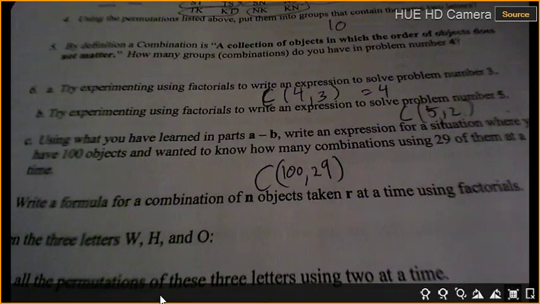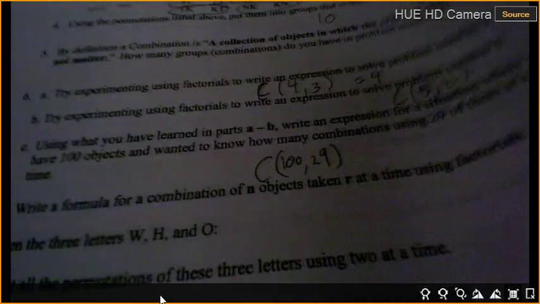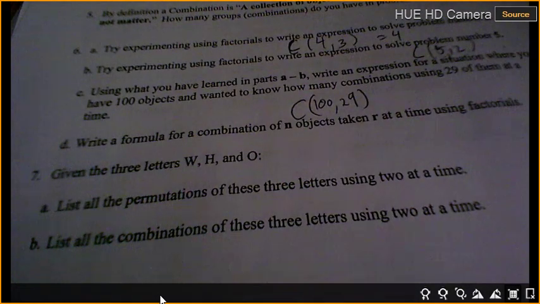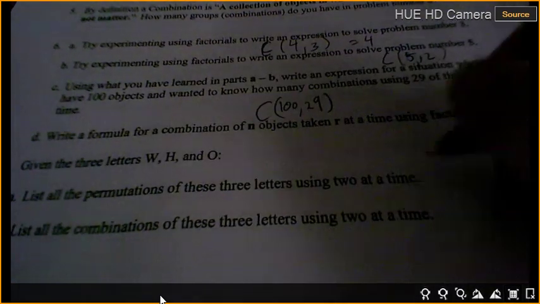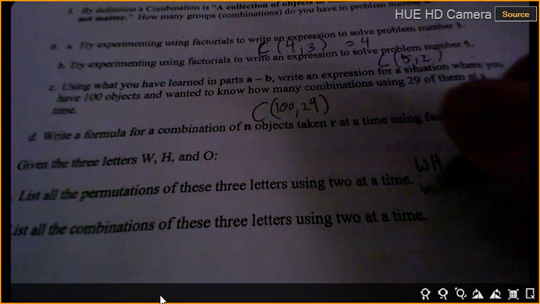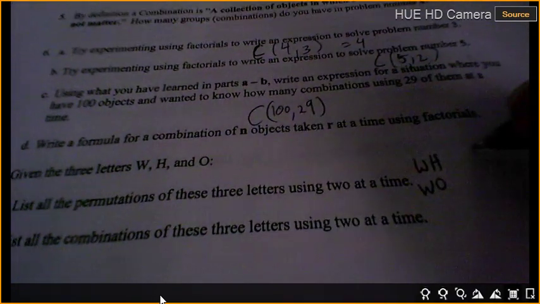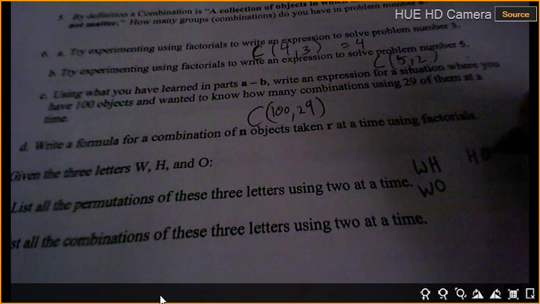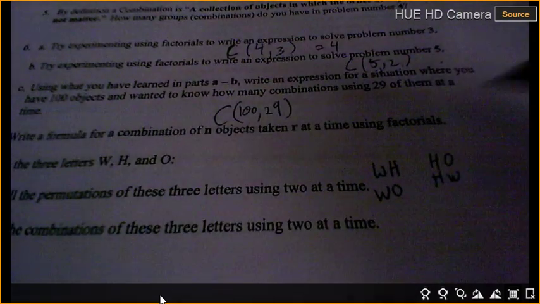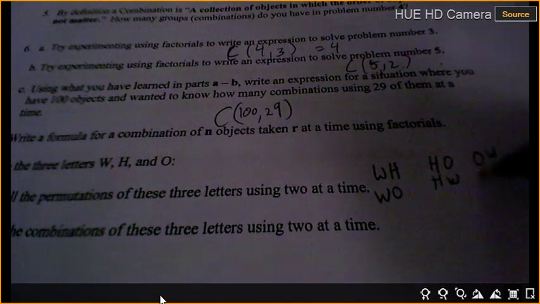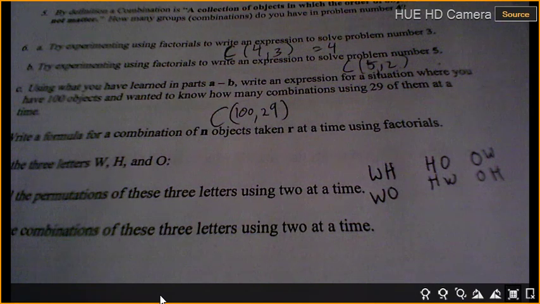Okay. All right. Given the 3 letters, W, H, and O, list all the permutations using 2 letters at a time, and then we're going to list all the combinations. Okay, so all the permutations. If we're going to go W, H, W, O, okay, then we can go H, O, H, W. Then we can go O, W, O, H, correct? Is there any others that we can do? What's the other way we could figure this out?